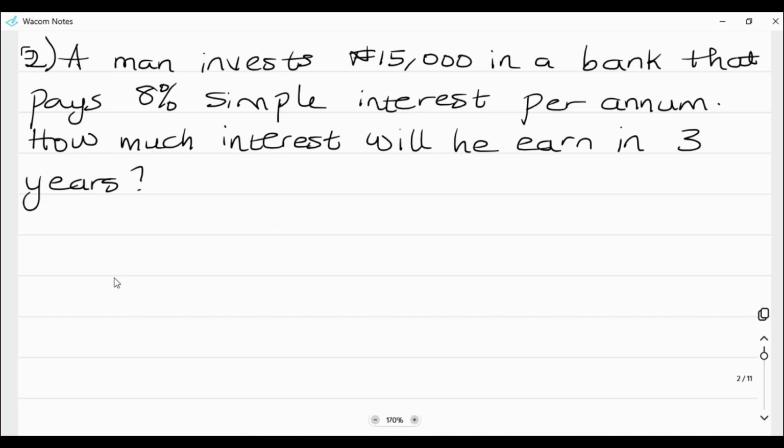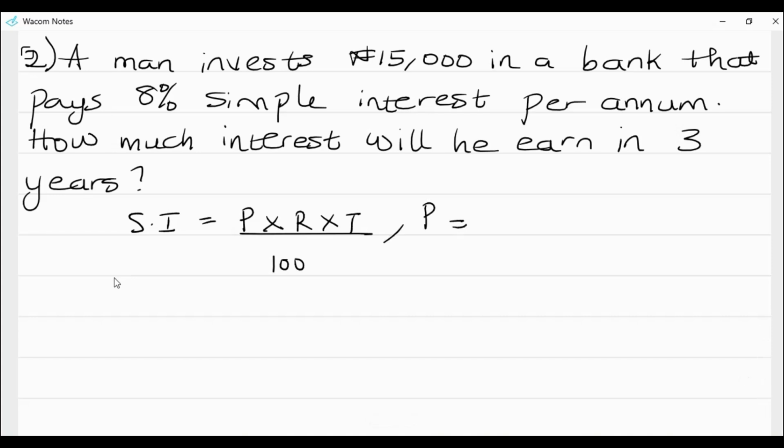And we know that the formula for simple interest is given as SI equal to P times R times T all over 100. And from this question, we know that P represents what the man invests, 15,000 naira. So this stands for 15,000. Then R, which is the rate, from here we know that it is what? 8%. And T, which is the time, represents 3 what? Years.